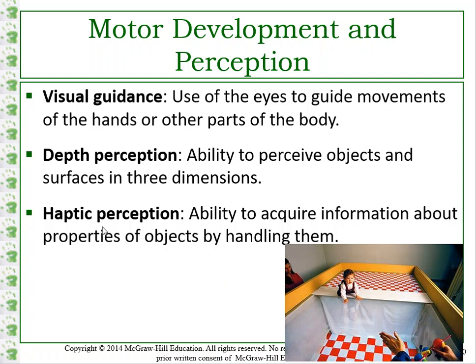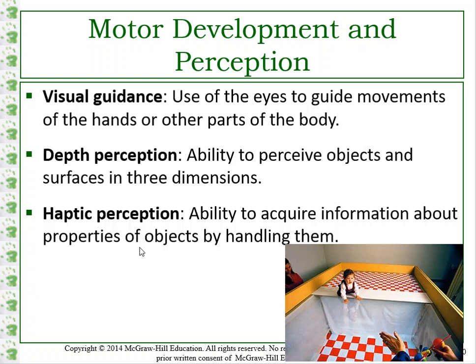And then lastly, haptic perception is important. This is very important when it comes to motor development, and you'll see a lot of children manipulate objects around them. They may use objects in different ways. They may break things because they're trying to acquire more information about it, how to handle them.